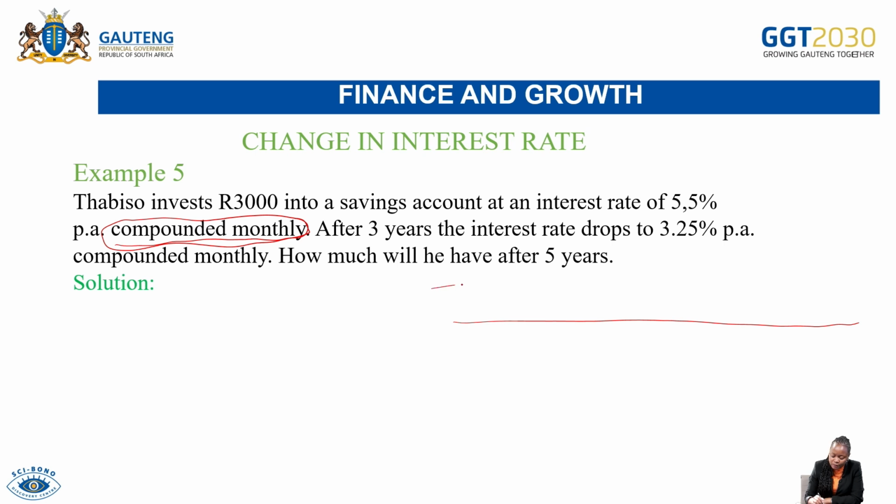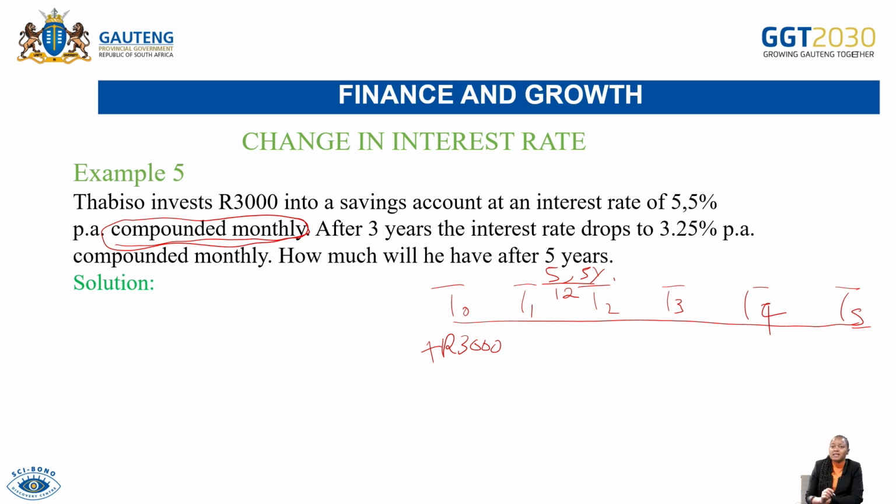This is your timeline. You have your T0, T1, T2, T3, T4, T5. So I've got year 1, year 2, year 3, year 4, and year 5. So they say this person invests 3,000. So it means at T0, he will invest how much? The 3,000, right? Into a savings account at an interest rate of 5.5%. So the 5.5%, let me just write it as it is. Then it's compounded monthly. If we compound monthly, we divide by the 12, right?